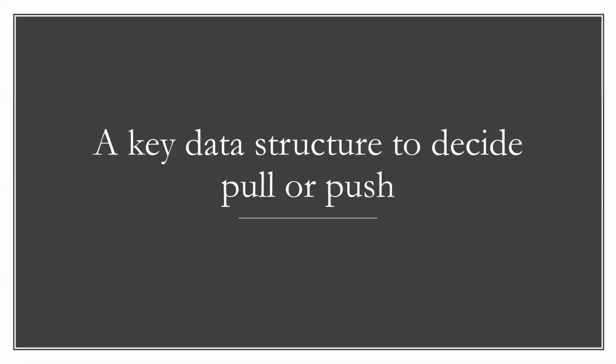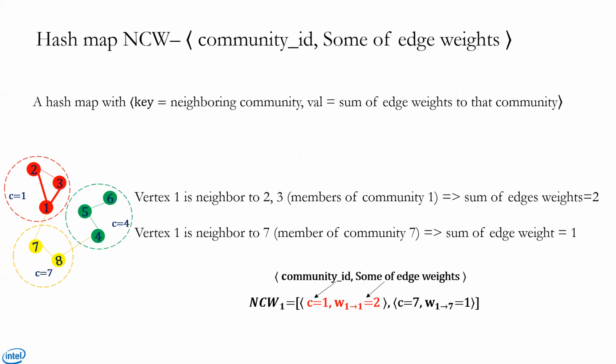Before we look into the pseudocode of the Louvain algorithm, let's look into a key data structure that influences the naming of pull and push. The NCW hash map data structure is an important data structure where the key is the neighboring community and the value is the sum of edge weights to that community, and it represents how a vertex is connected to its neighboring communities.